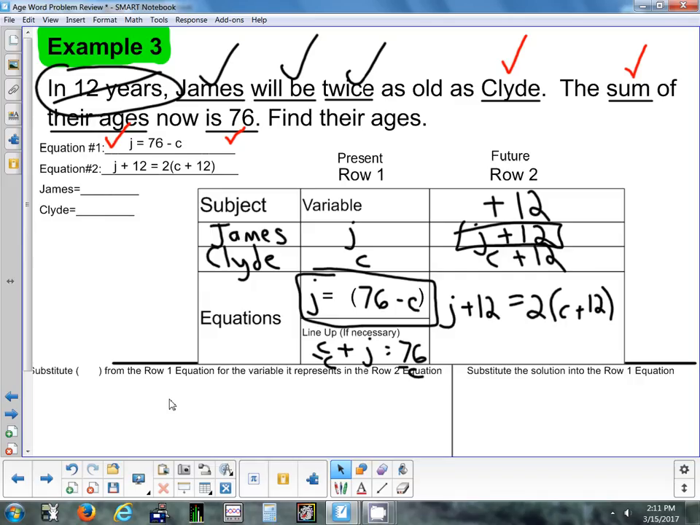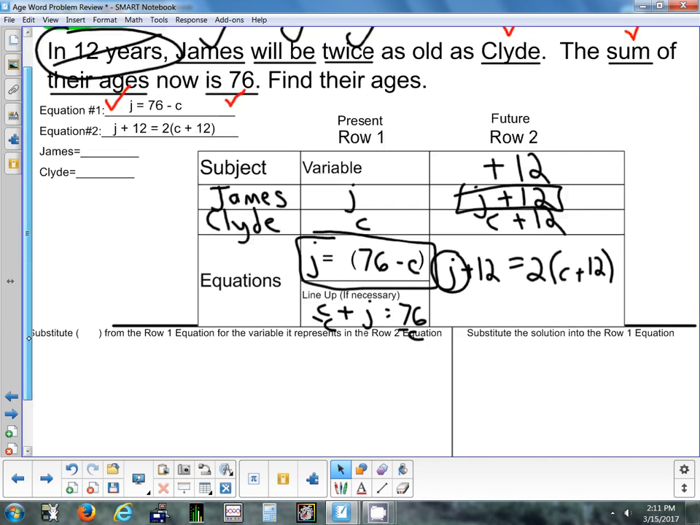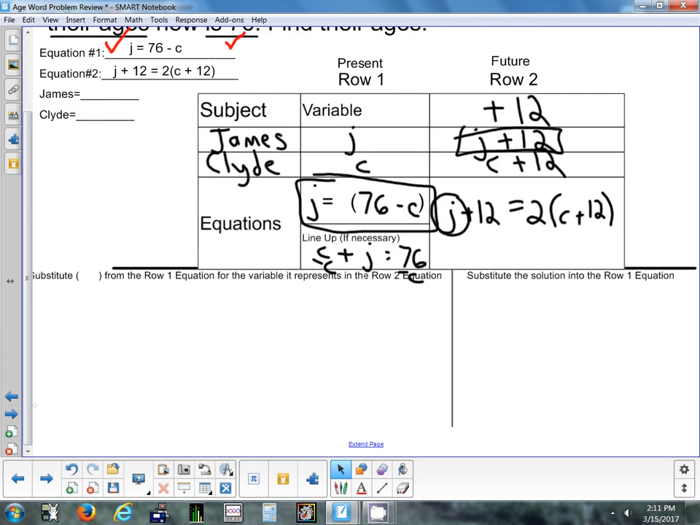What variable will I be isolating for? J, right? Where's J in my row 2 equation? Right at the beginning, right? So I'm going to circle that. When I come down here to set it up, what is J going to become, Dominic? 76 minus C. Excellent. So I got that all plugged in.